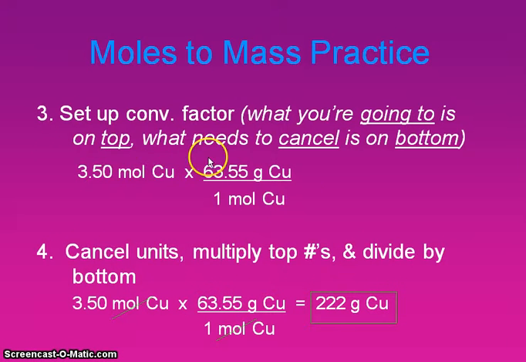So this would be the work that I would want to see. 3.5 moles of copper times 63.55 grams in every 1 mole. When you multiply across and divide by the bottom, the mole units will cancel and tell us that that is equivalent to 222 grams of copper.